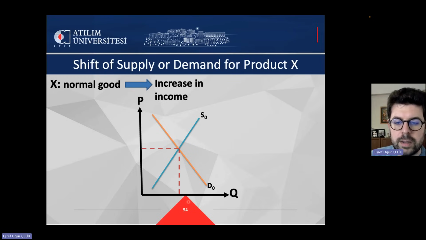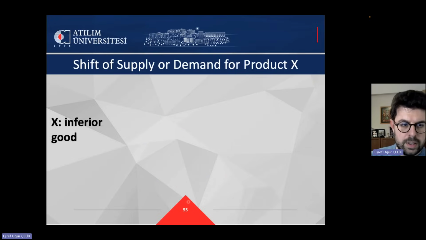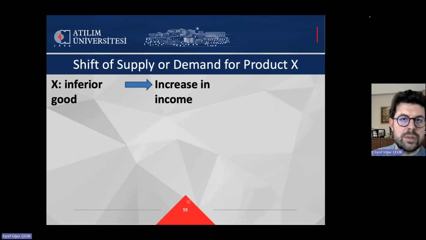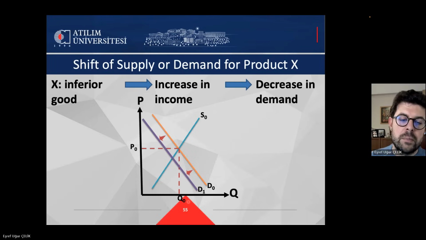Normal good, increase in income: the demand curve is shifting to the right. When the demand curve is shifting to the right, price becomes higher and quantity becomes higher, because the relationship is direct. For the inferior goods, the relationship is negative. So when income increases, the demand for inferior goods becomes lower. So the demand curve is shifting to the left. When the demand curve is shifting to the left, price becomes lower and quantity becomes lower.